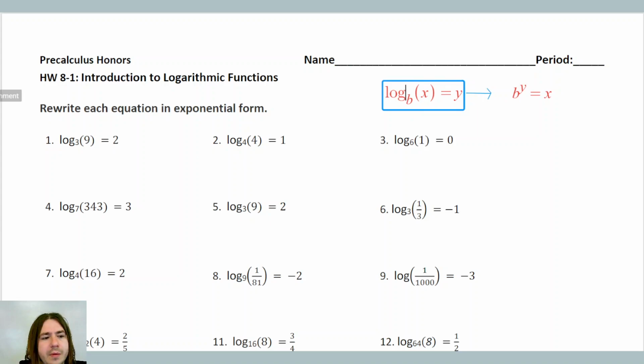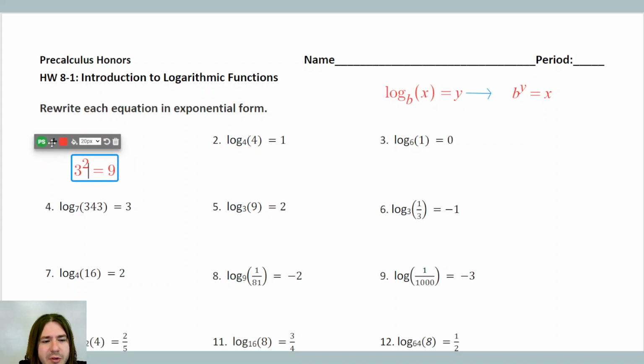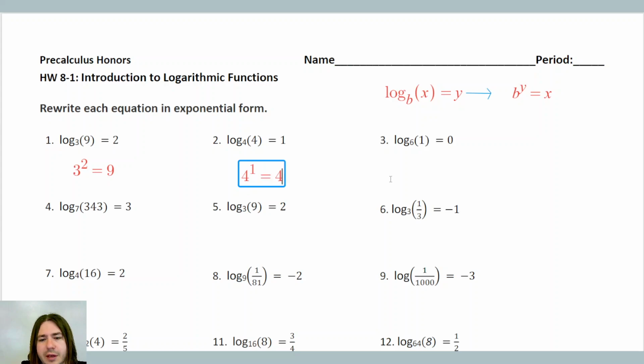So like for number one, the base here is 3, the power is 2, and I guess the exponent is 2, so the power would be 9. So 3 squared is 9, so we could do a quick check and see, okay, well, yeah, that makes sense. 3 squared is 9, so this seems correct. For number 2, we've got 4 to the first power is 4, which is true. And what we're looking for are any false statements that we might write.